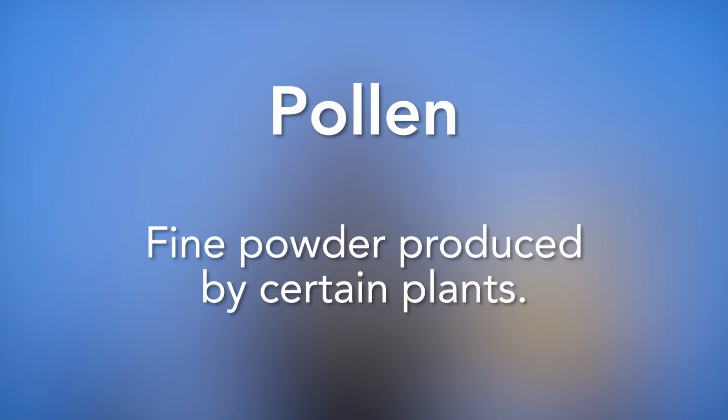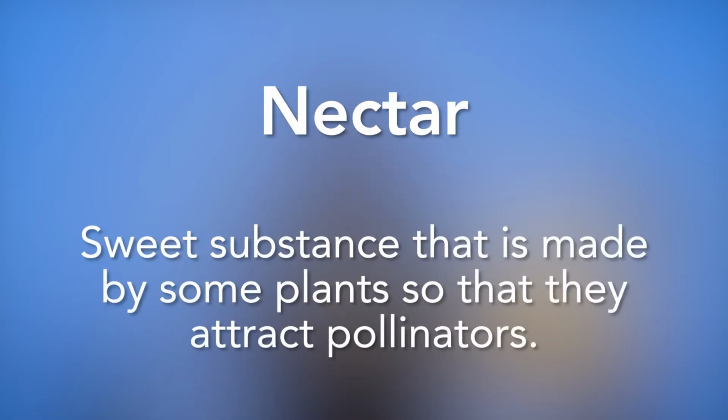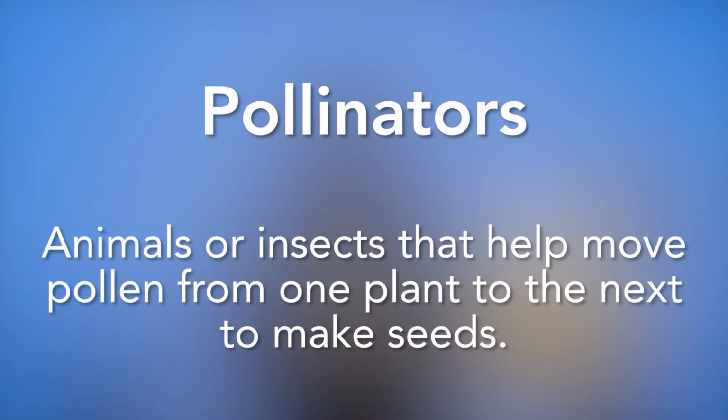We learned that pollen is a fine powder produced by certain plants. Nectar is that sweet substance that is made by some plants so that they attract pollinators. Pollinators are animals or insects that help move pollen from one plant to the next to make seeds. Bees are pollinators, and honeybees use nectar to make delicious honey we eat. Take some time to discuss with your class about what you think bumblebees make with pollen and nectar.